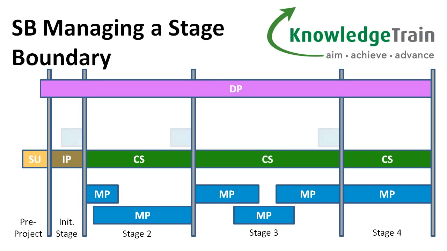Managing a stage boundary is performed by the project manager at the end of each stage except the final stage. During this process, the project manager prepares the information required by the project board to help them decide whether to continue with the project or not. It is also when the project manager prepares the detailed stage plan for the next stage.